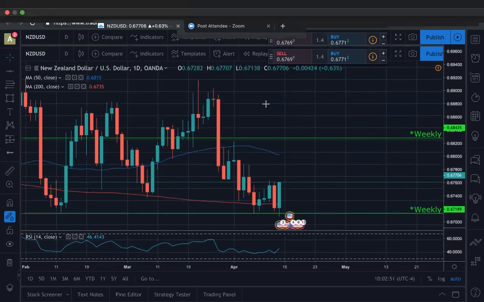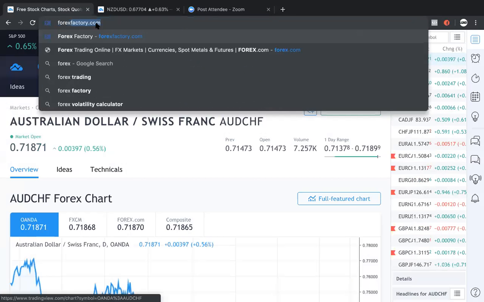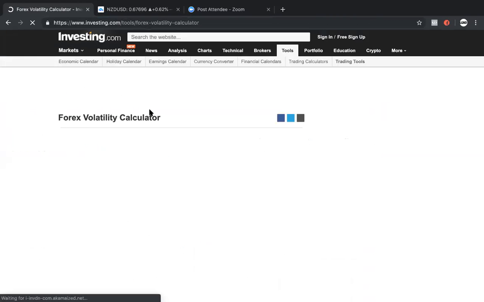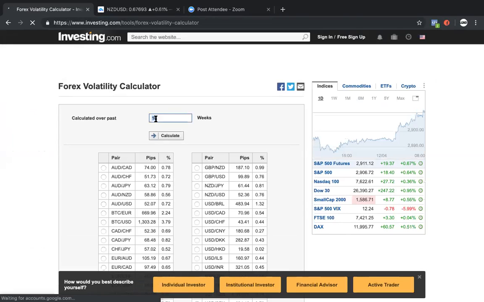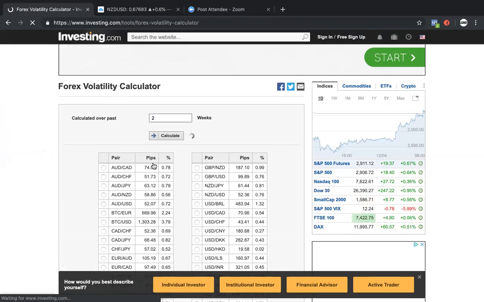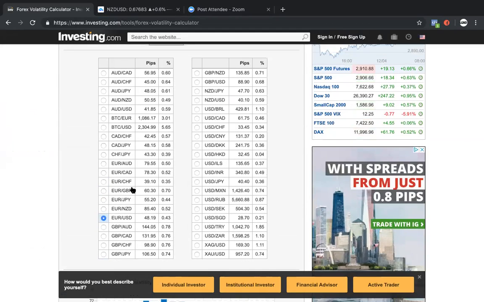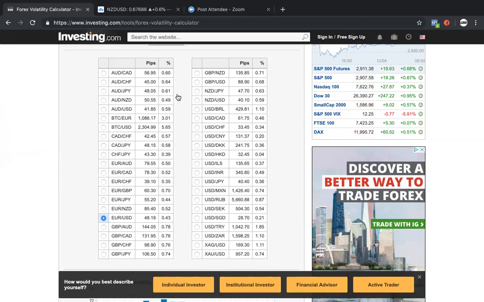I use a tool called, let me see if I can go to it real quick, the forex volatility calculator. That word screws me up. Volatility calculator, right? And I just look at a 2-week bias and calculate it. What this does is let you know for the past 2 weeks which pairs moved and how many pips they moved. As you can see, NZD USD typically moves 40 pips a day.